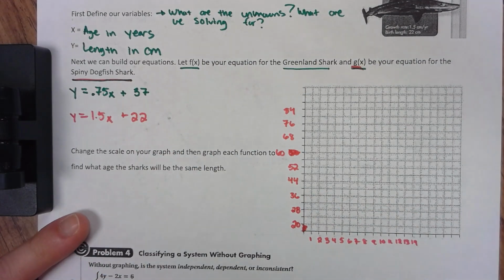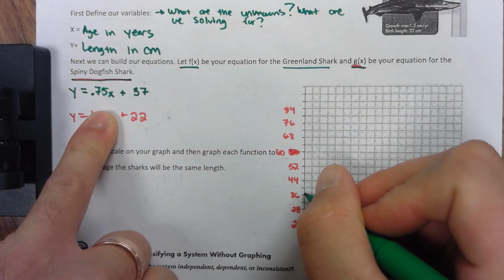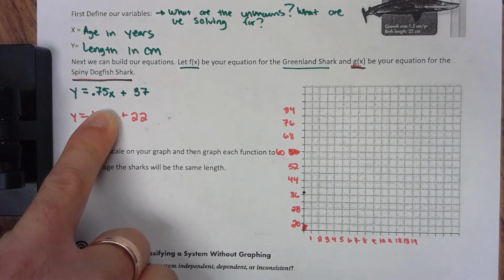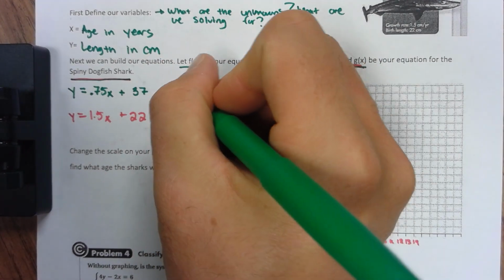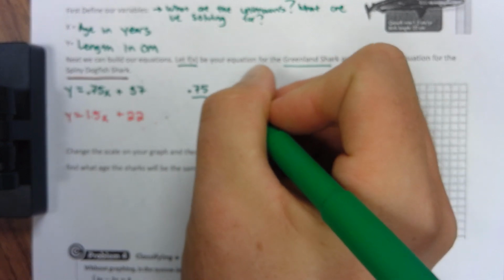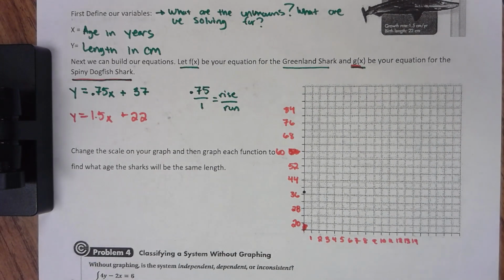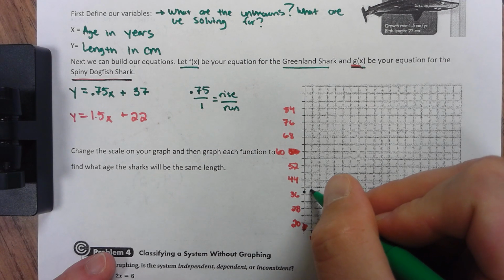All right, so let's start with the Greenland shark at 37. So this was 40, so 37 is just above this. And basically, with our slope being 0.75, remember that 0.75 is the slope, which is our rise over run. So I'm going to put that over 1. We can still go up by 0.75 and over 1. It's just not going to be by very much. Okay, so 0.75 wouldn't even be up an entire 1, so I'm just going to be barely up.